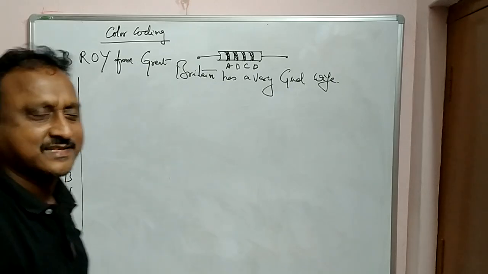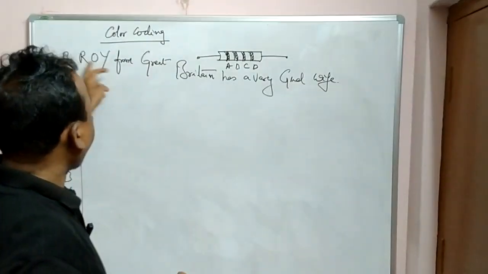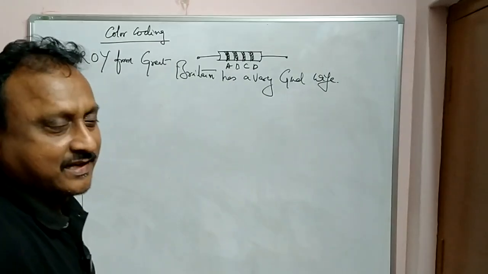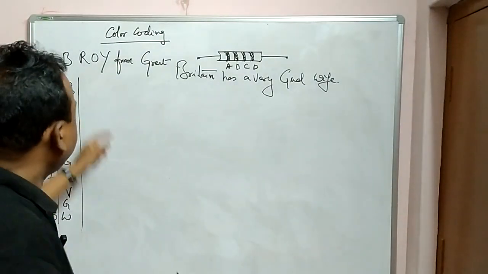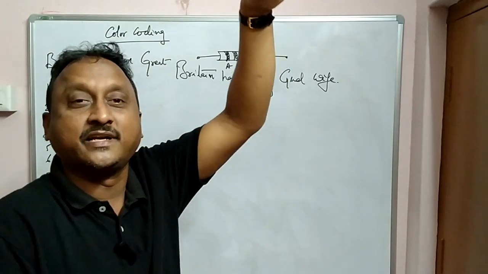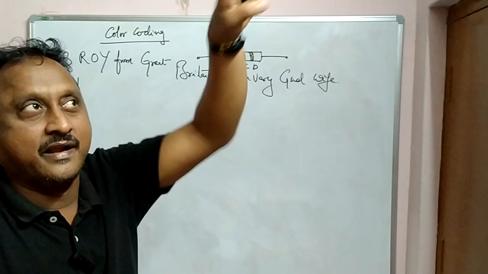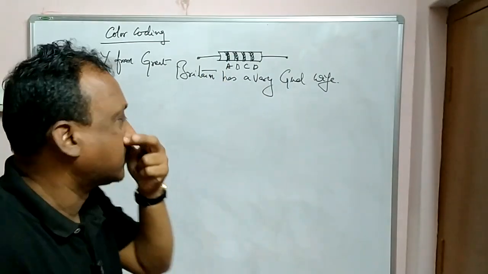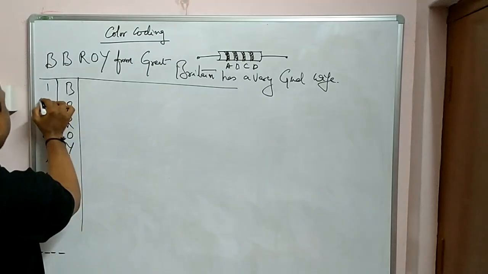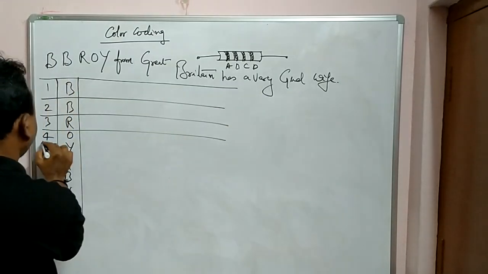These are 10 colors. To remember the 10 colors, they have created this sentence: B.B. Roy from Great Britain has a very good wife. Normally we have 10 colors, and they go from the upper portion, dark colors to thin colors. Like that you have to remember. So he has made one table. Please make a note of these 10 colors.